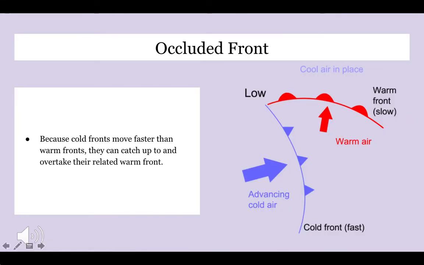So an occluded front is one that demonstrates cold fronts moving faster than the warm fronts, so they tend to catch up to and overtake their related warm front. Basically, the cold front is going to move faster and overcome the warm air, therefore making the occluded front.